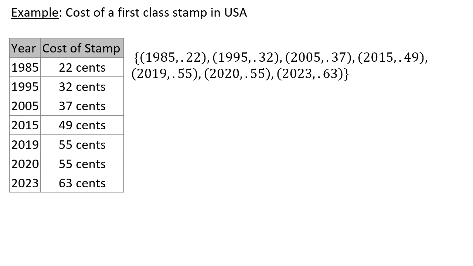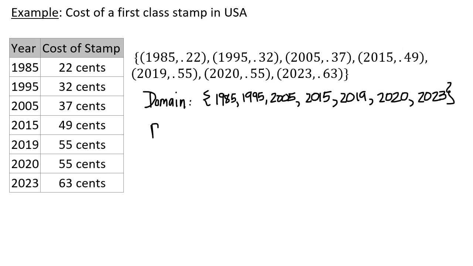In 1985, it cost 22 cents; 1995, 32; 2005, 37; 2015, 49; 2019, 55; 2020, 55; and 2023, 63. So I could arrange this information into this set of ordered pairs. The domain will be all of the x values. The range is all of the y values without making any repeats.